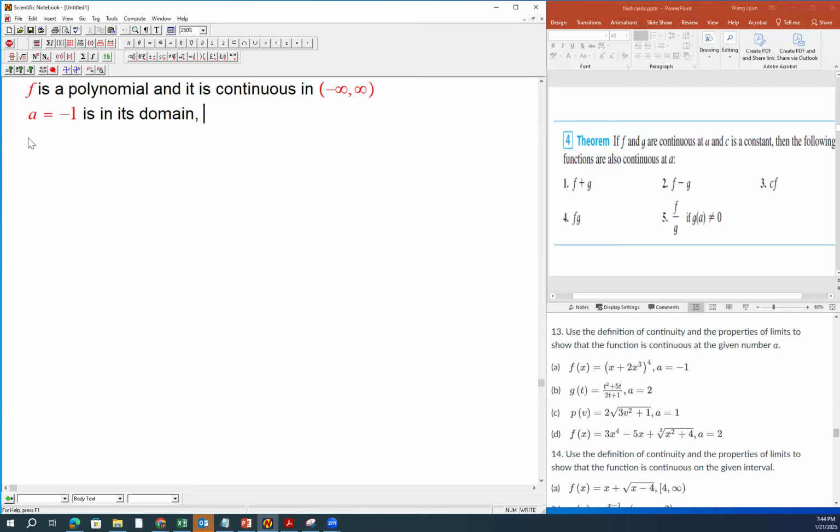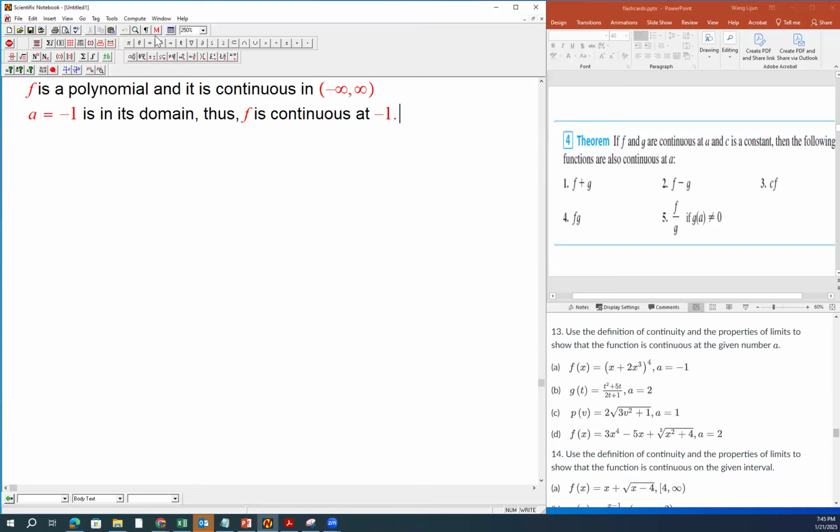Okay, therefore, thus, then you say f is continuous at negative 1. That's all you need to say. You're quoting the properties. We're quoting the properties.